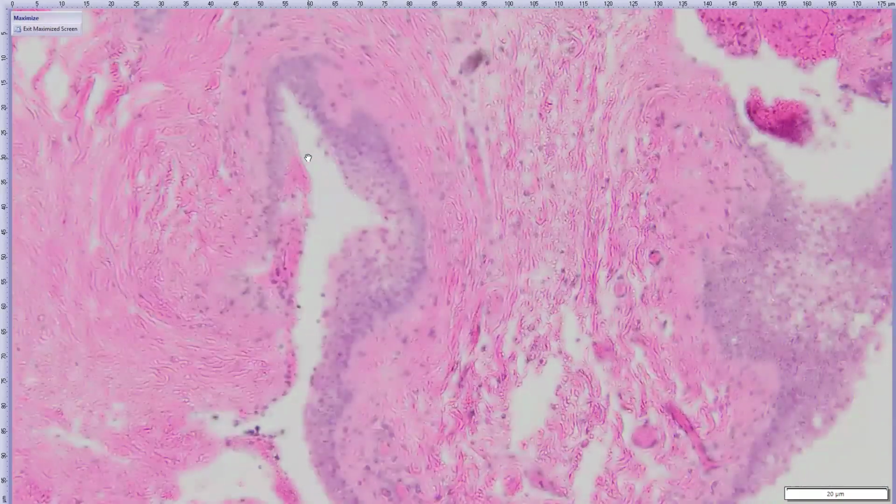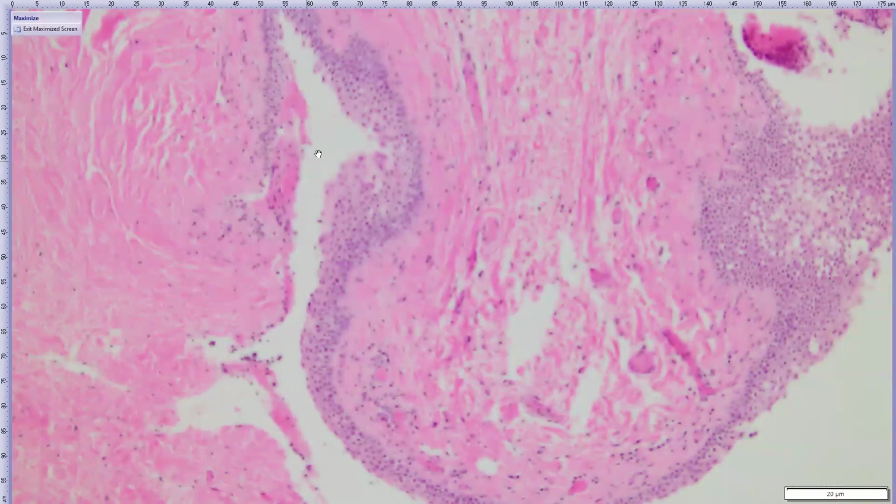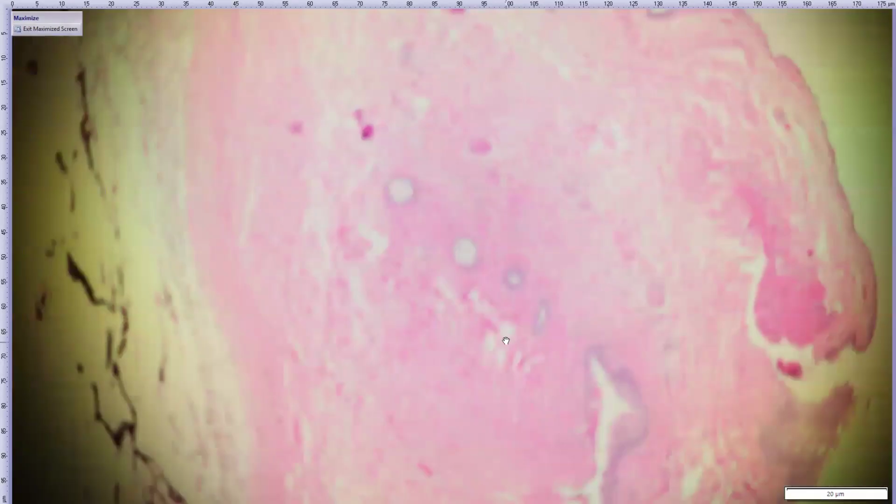You can go a little more closely. Here's our conjunctival epithelium, and then this is our substantia propria. And embedded within the substantia propria, there's also these little epithelial inclusions. Sometimes there's goblet cells. This is just conjunctival epithelium that's become entrapped within the stroma here.